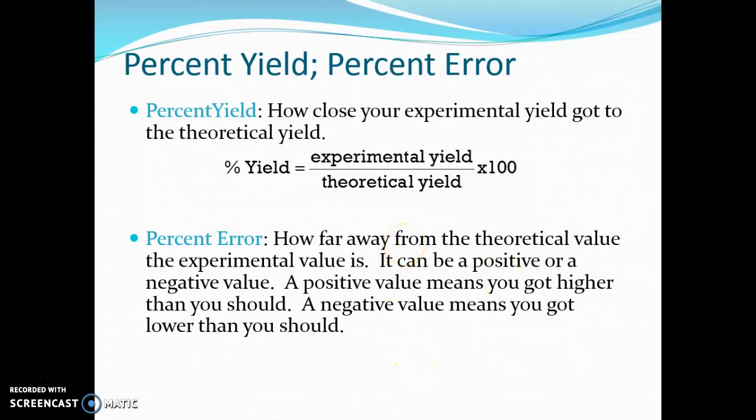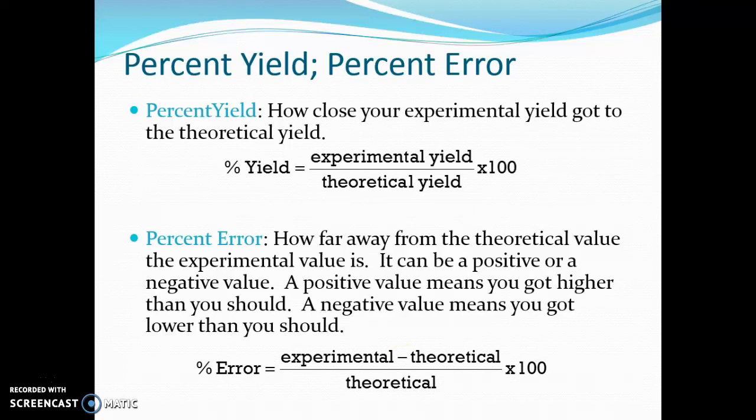Now, for some of you, I know you did absolute value last year. We're going to keep percent error as a positive or a negative. We're not going to take the absolute value because it gives you a little bit of information about the error. If you have a positive percent error, that means you got more than you're supposed to. So you're going to analyze your procedure a little bit differently than if you got a negative percent error, meaning that you got less than you should have. So knowing if you were higher or lower is actually pretty important in analyzing the experiment and the procedure.